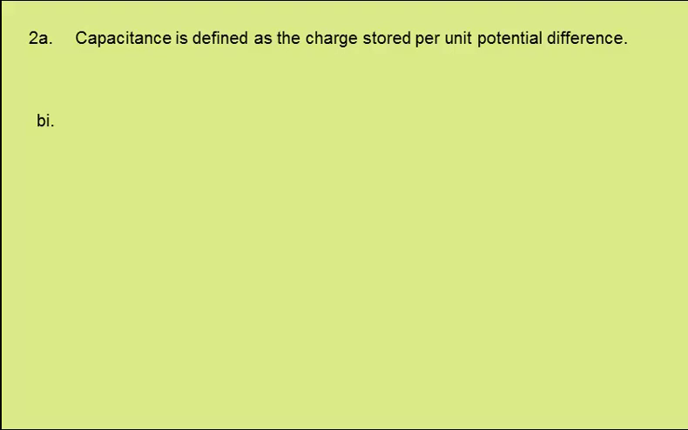In B, we have a circuit diagram containing a battery, a resistor, a capacitor and a switch, along with a graph of charge in microcoulombs against time in milliseconds for the circuit when the switch is closed.